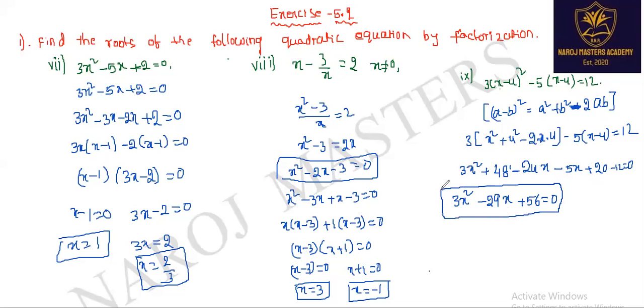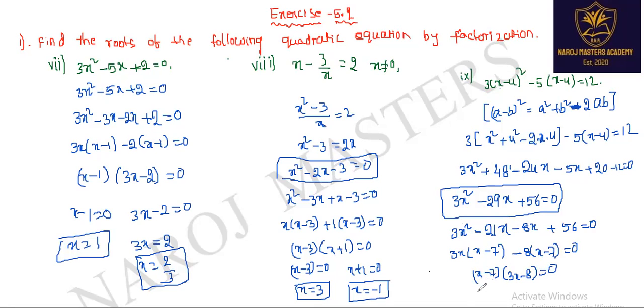Now find the roots. Now split this term first of all. So 3x square minus 21x minus 8x plus 56 equal to 0. Now take 3x common here, and you will get 3x into x minus 7. And then minus, if you take 8 common here, then x minus 7 equal to 0. In both the terms, x minus 7 taken common, then 3x minus 8 equal to 0. Then x minus 7 equal to 0, then x is equal to 7.